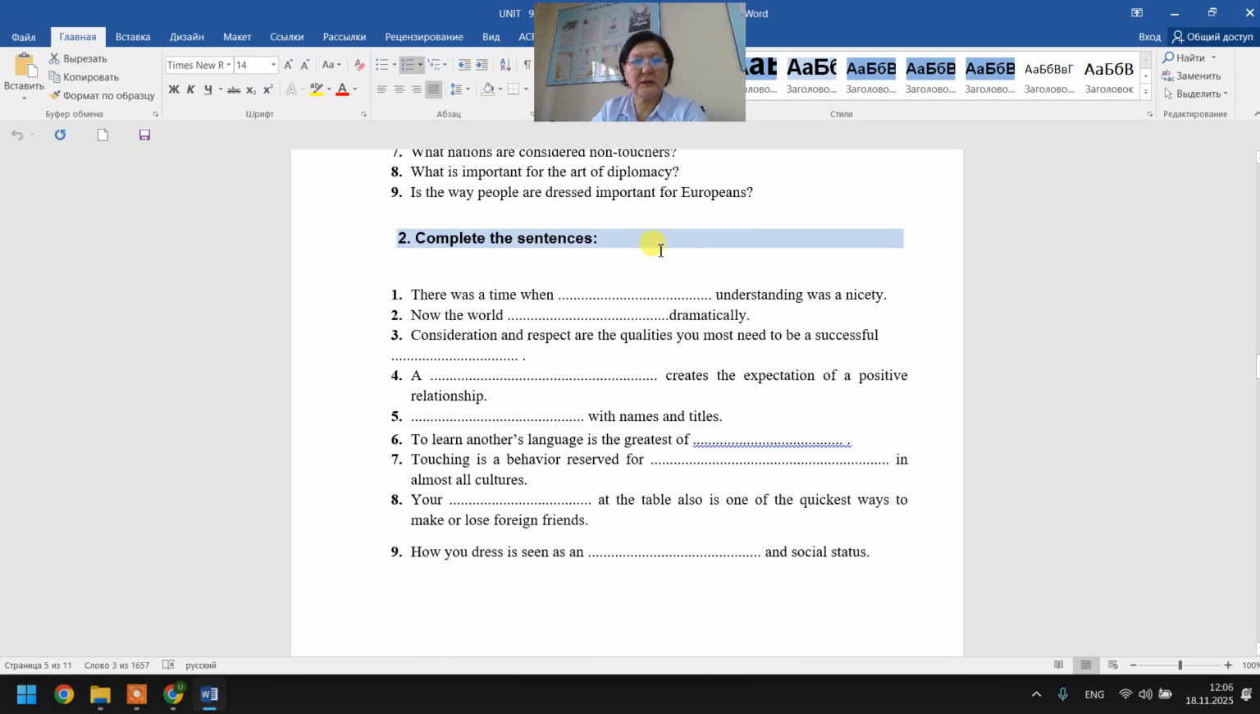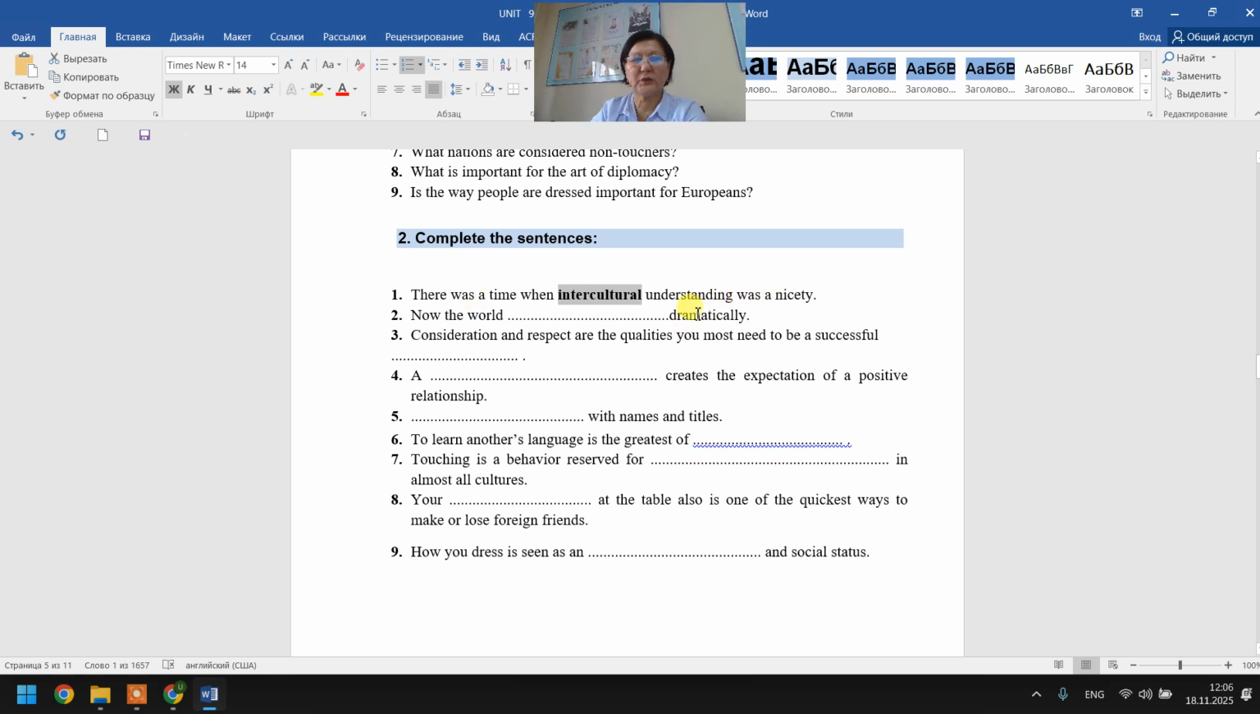Okay, now the first exercise we are going to do, we have to complete the sentences. The first sentence I will help with myself, and then the other statements you have to do yourselves. There was a time when intercultural understanding was a nicety. Yes, here we put intercultural understanding, that we have to understand the behaviors, the ways of speaking, the ways of communication of other nations.